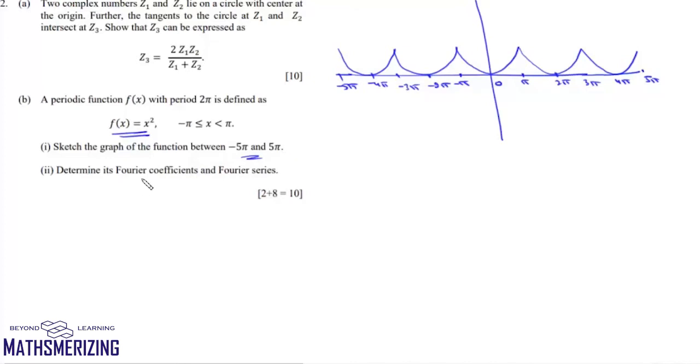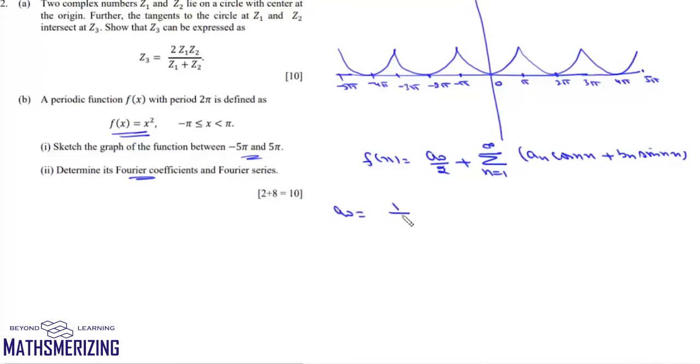We need to determine its Fourier coefficient and Fourier series. Now we know that Fourier series is given by f(x) equals a0 by 2 plus this summation n varies from 1 to infinite an cos nx plus bn sin nx, where a0 is 1 upon pi and this integral from minus pi to pi f(x) dx. So there will be x square dx.